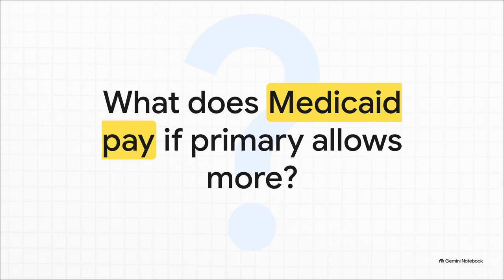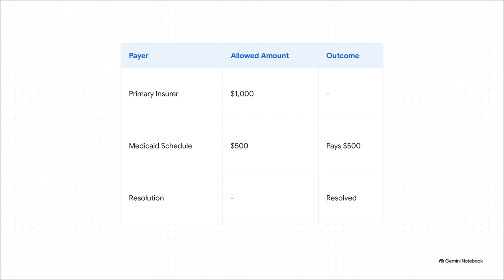So when you submit this as a secondary claim over to Medicaid, what happens? Do they chip in to make up the difference? The answer is a hard no. Medicaid functions strictly on its own fee schedule as the payer of last resort. If Medicaid caps out at $500, they pay exactly $500, and boom, the matter is considered entirely resolved. Medicaid literally doesn't care what the primary insurer allows. They play strictly by their own numbers.